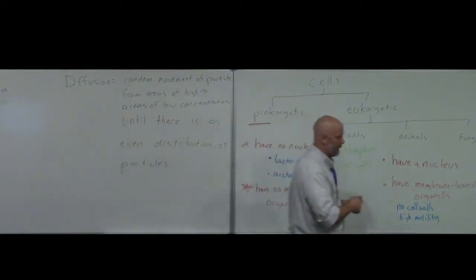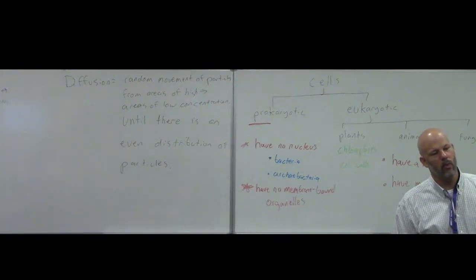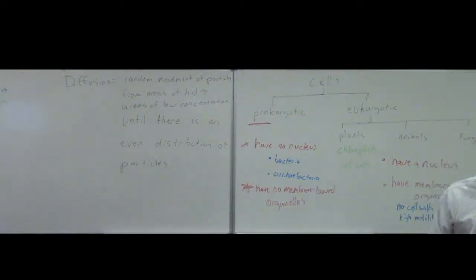If I had two glasses of water and one of them had some red dye in it and one of them did not, and I pour a little bit of the one with the red dye into the other cup, what's going to happen? Over time, what's going to happen? The red dye will diffuse everywhere evenly, right?